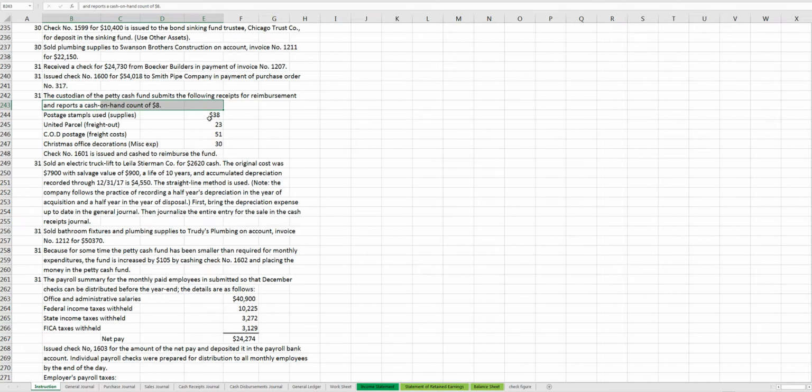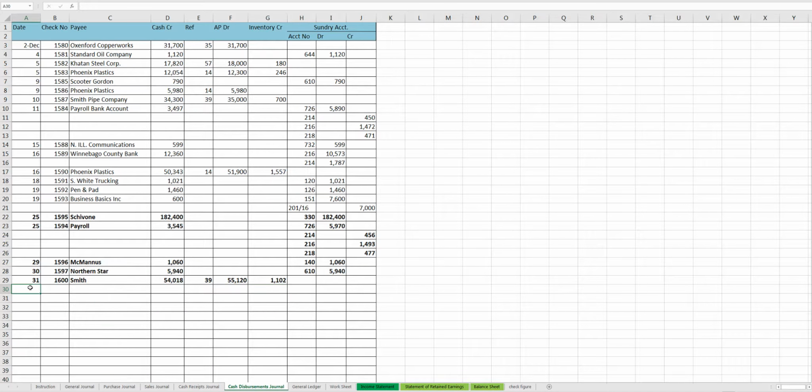So basically, we're going to replenish these 4 accounts. And again, it's a cash disbursement journal entry. Okay, I'm not going to record that. We're going to debit those expense accounts and the inventory account, and then credit cash.